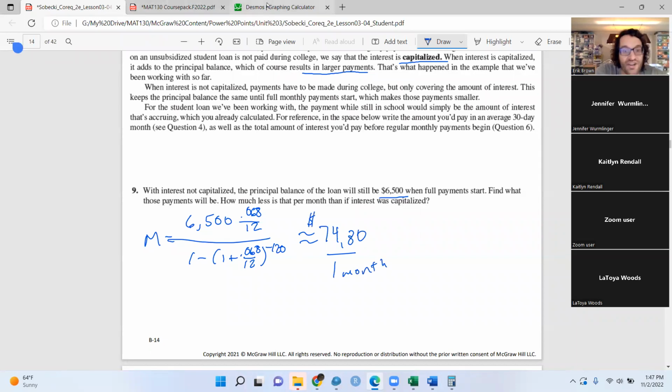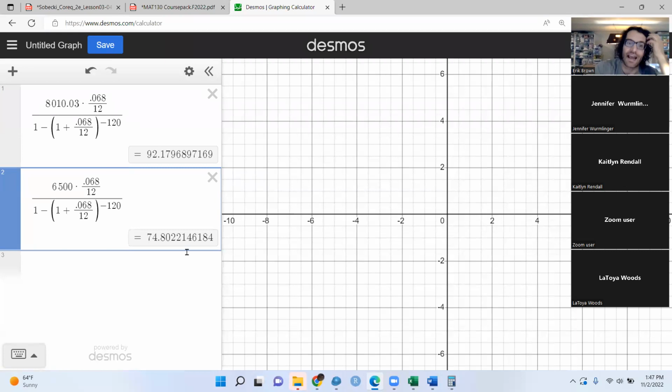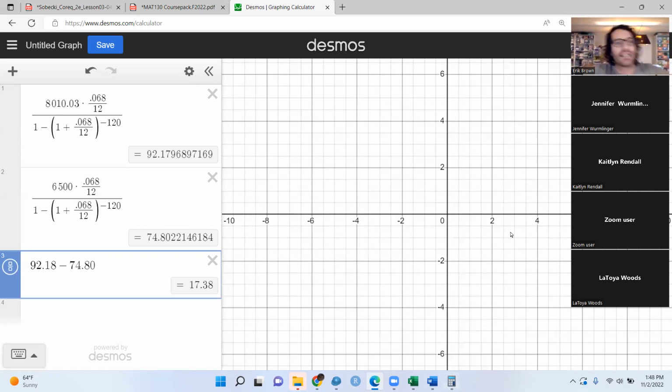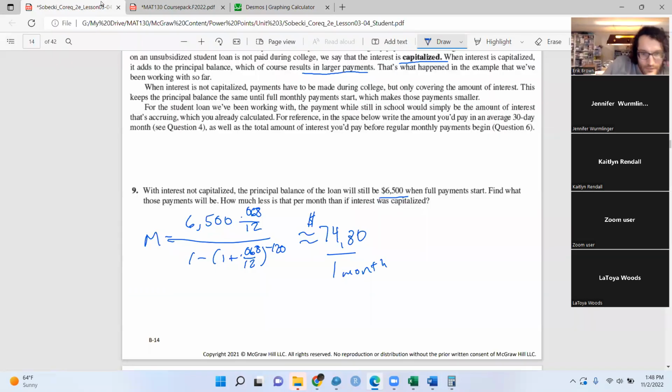All right, so that's the new monthly payment if we didn't have to add in that $1,500. How much better is that? Let's find the difference between those two, 92.18 minus 74.80. That's a savings of $17.38 per month, less if interest is not capitalized.